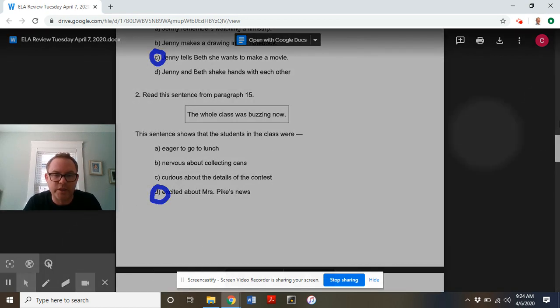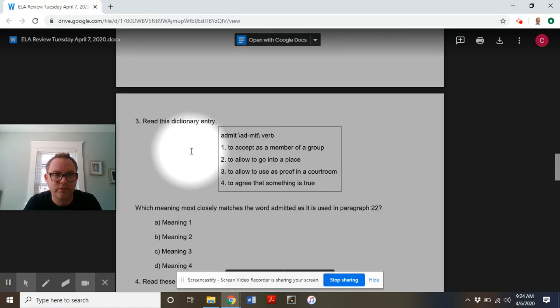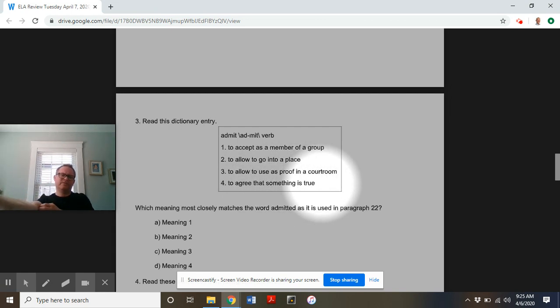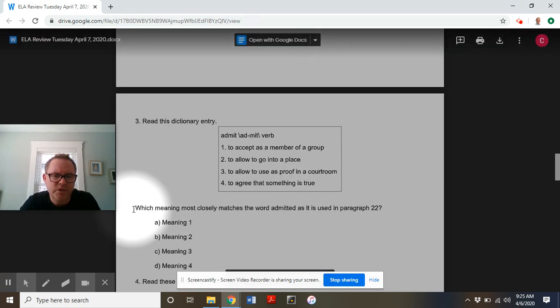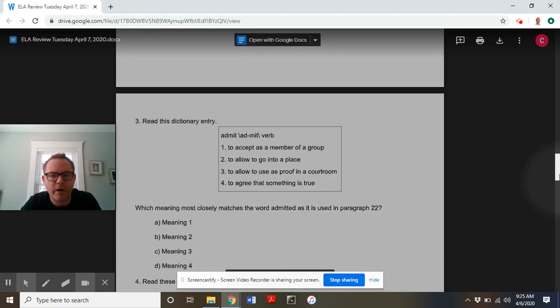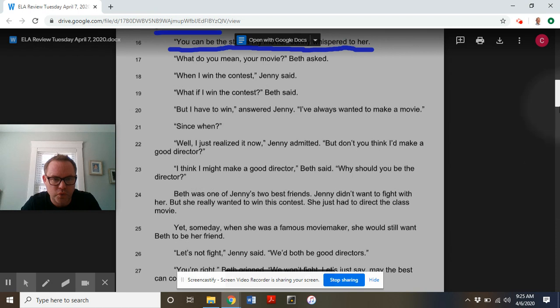On we go to question three. Read this dictionary entry, okay? Admit. It's a verb. Number one, to accept as a member of a group. Two, to allow to go into a place. Three, to allow to use as proof in a courtroom, or four, to agree that something is true. Wow, you can use the word admit in many, many different ways, huh? So, which meaning most closely matches the word admitted as it is used in paragraph 22? Okay, back we go to paragraph 22.